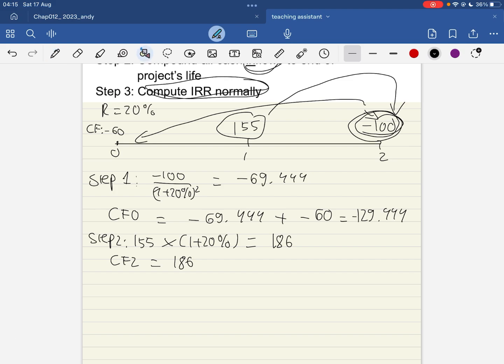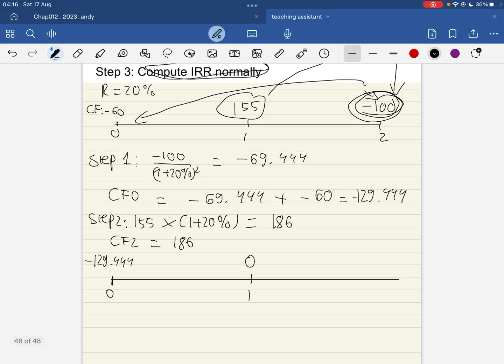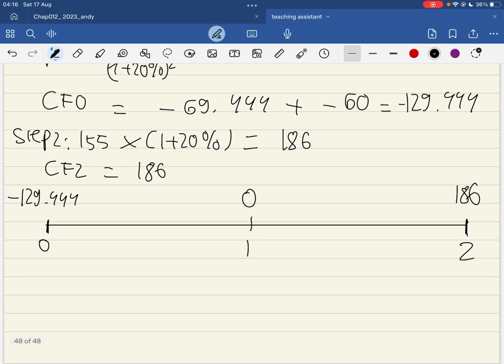Let's draw a timeline together again. Our new timeline will be looking like this. Year 0, our new cash flow is minus 129.444. In year 1, it's going to be 0 because there's nothing in year 1. And in year 2, it will be 186. Next step, we just need to apply the IRR formula.